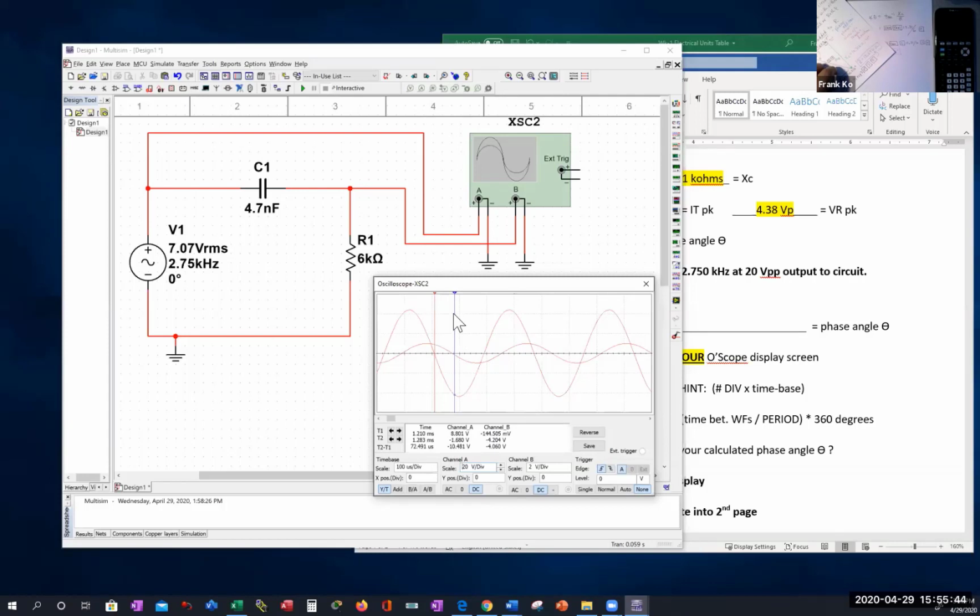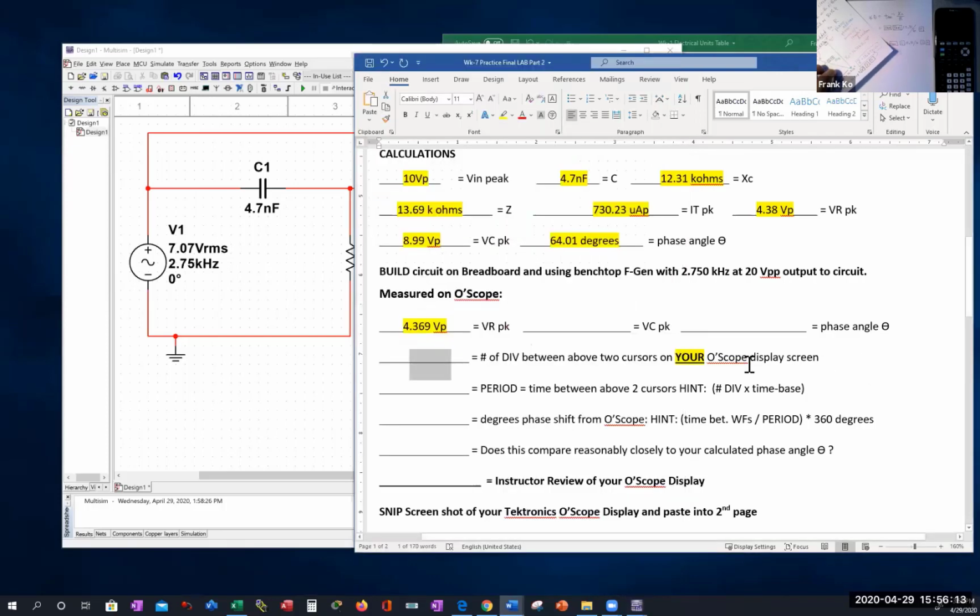Let me adjust this. I'm going to bring this guy back. Yeah, I need a better crossover point. Right to here, that's a better crossover point. And if I magnify this, this is pretty good. I have a good 0 point here and a good 0 point here. So my time difference looks like 63.197.